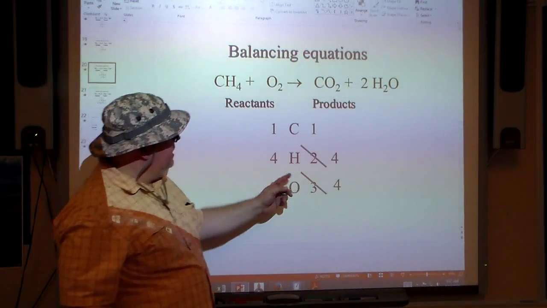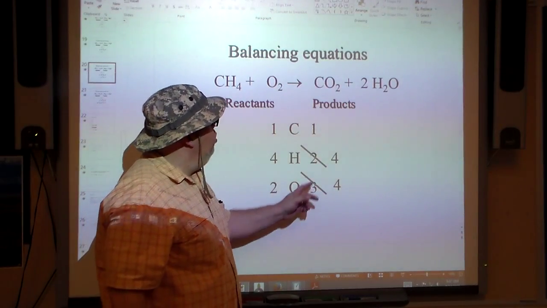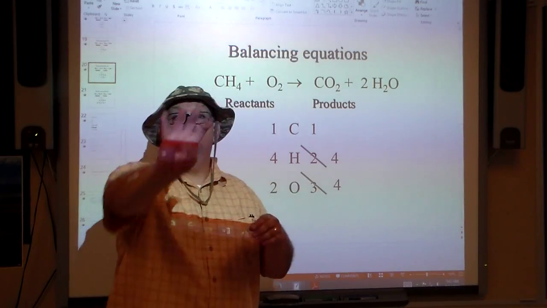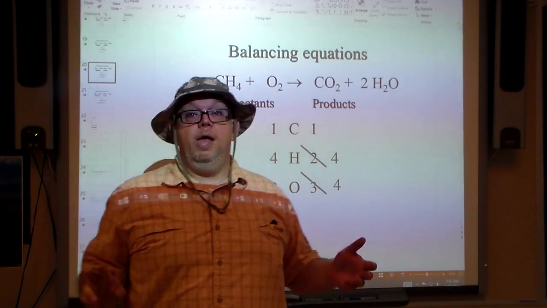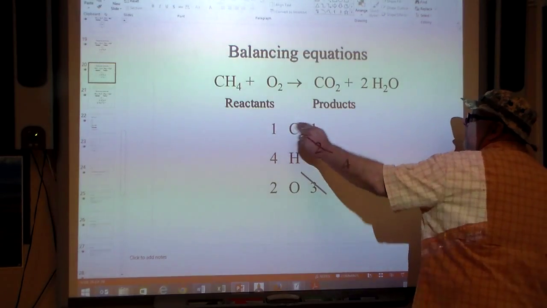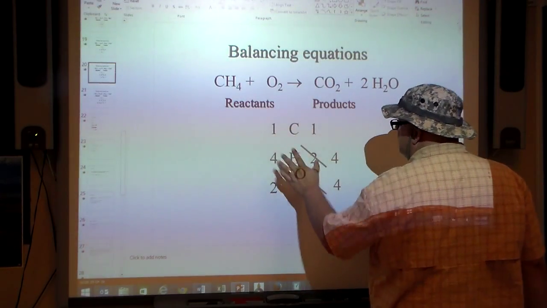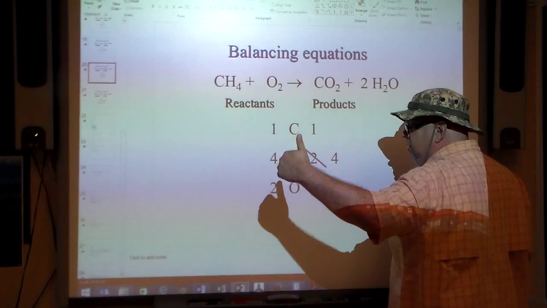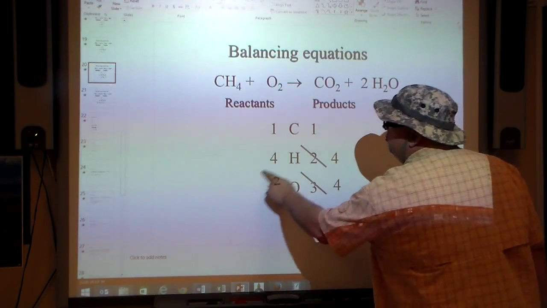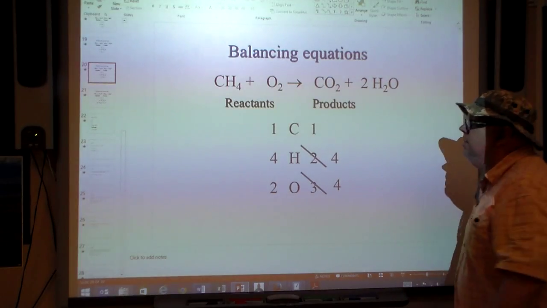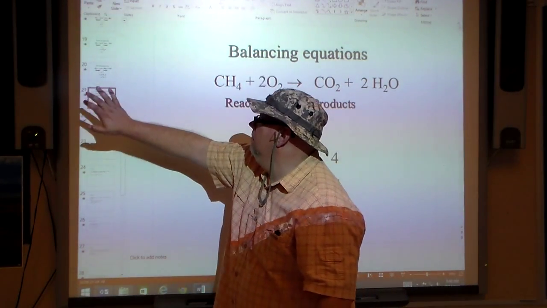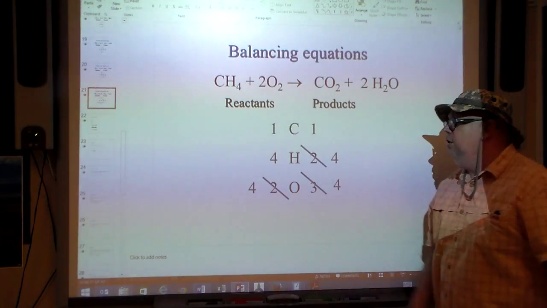So you can see in our next slide here, now we have 4 hydrogens. We also now have 2 times 2, which is 4 oxygens as well. So we're looking pretty good here. We still have our 1 carbon. We still have 4 hydrogens. We're good to go there. And here we have 4 oxygens on this side, but 2 on this side. How do we solve that? Well, easily we can just go ahead and put in a 2 in front of the O2.